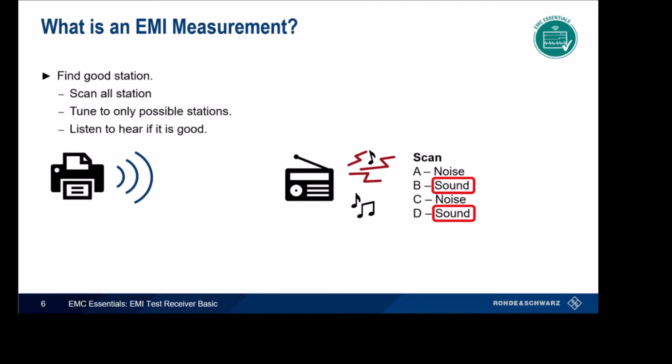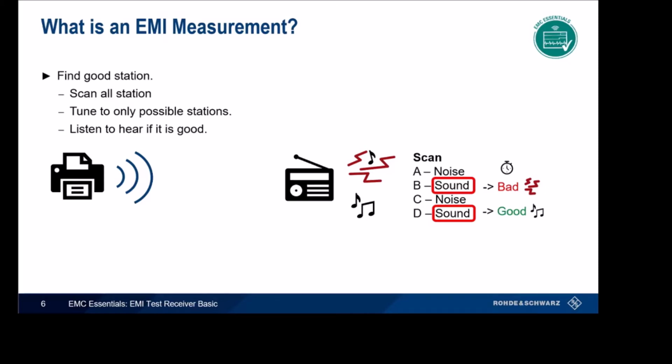listen to that station for a bit longer than the scan function did and decide if the station was bad or if the station was good. We could use these same steps to find bad stations instead of good stations, or in other words, to find the frequencies that the printer is emitting an interference signal on.